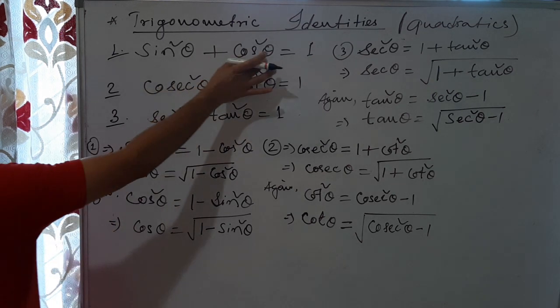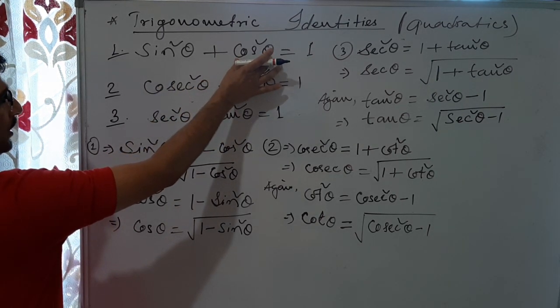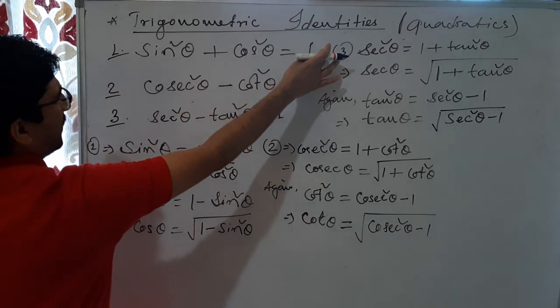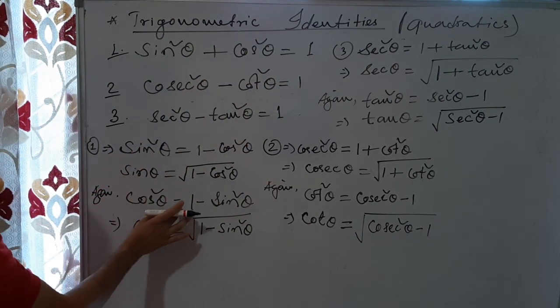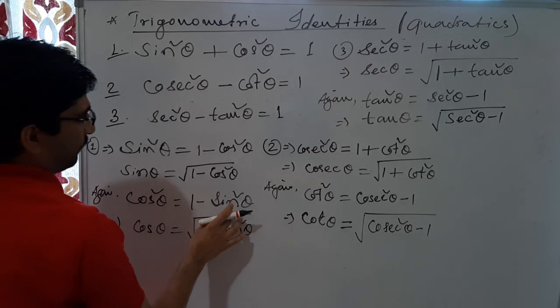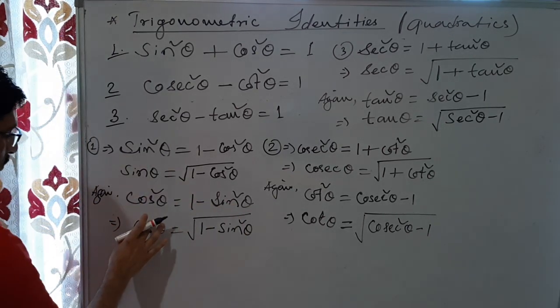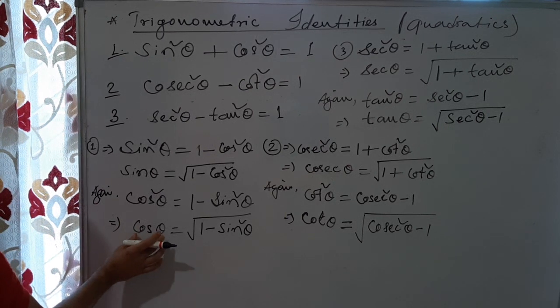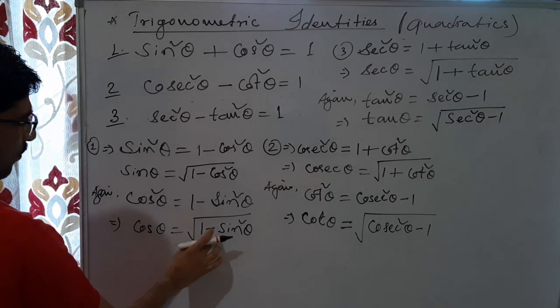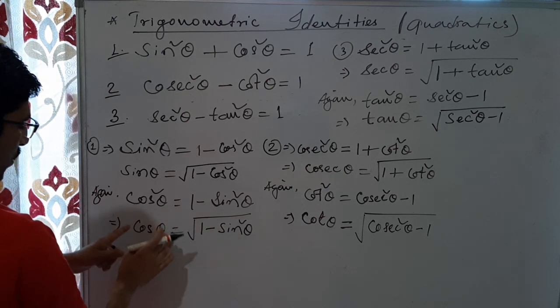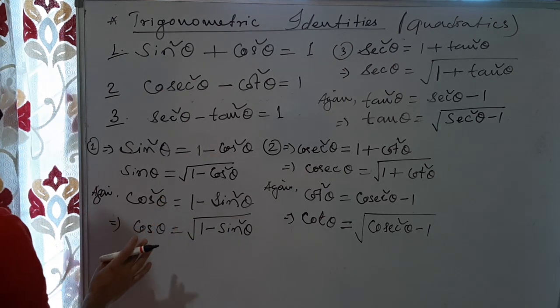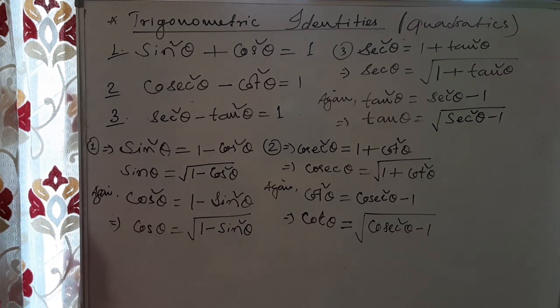Okay, similarly for cos square theta, sin square theta comes this side, becomes minus, then cos square theta equal to 1 minus sin square theta. Now remove the square, it becomes cos theta. So cos theta is equal to square root of 1 minus sin square theta. Is it? Square root comes when the square is removed.